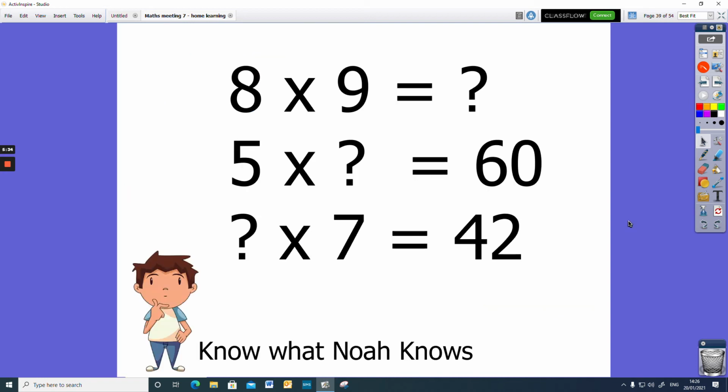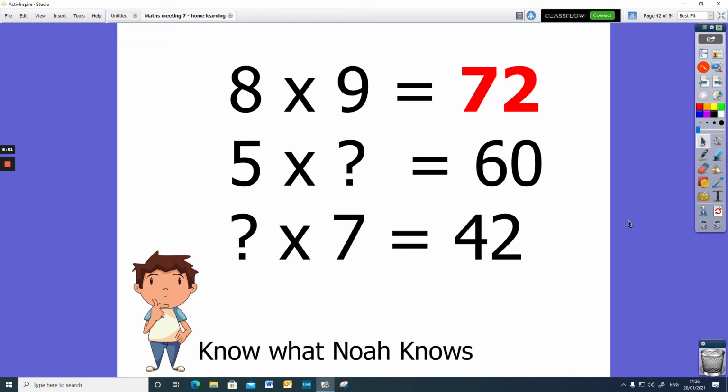Okay, we've got 3 calculations here and I want you to fill in the missing numbers. Okay, pause the video and have a go now. Right, let's see, shall we? We'll start with 8 multiplied by 9. 8 multiplied by 9 is 72.